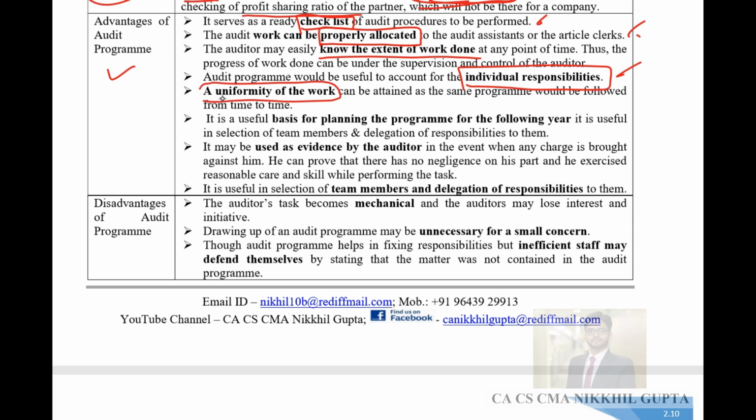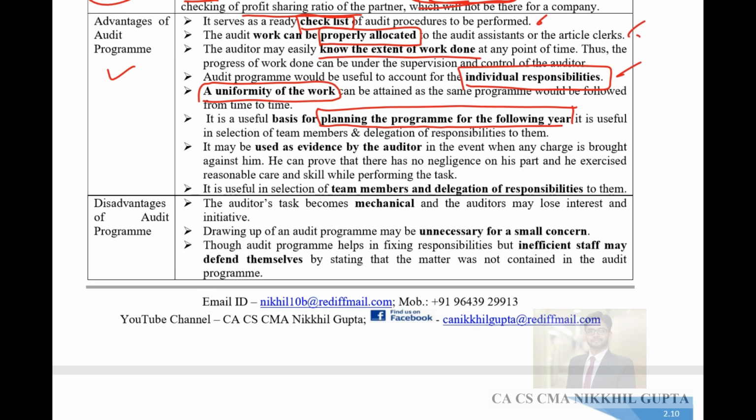Then work will be done in a uniform manner. So things which are common to every audit will be done in a uniform manner, and there will be no leftover, there will be no mistake, and there will be no dynamics in a particular situation which is a usual situation. So uniformity of work is a major advantage of an audit program. Then it also serves as a basis for planning the program of the following year. So once your audit is over for the current year, the same audit program can be used for preparing the audit program for the next year as well, whenever the audit comes for the next year, because largely the account heads will be the same, and the business of the organization will be the same.